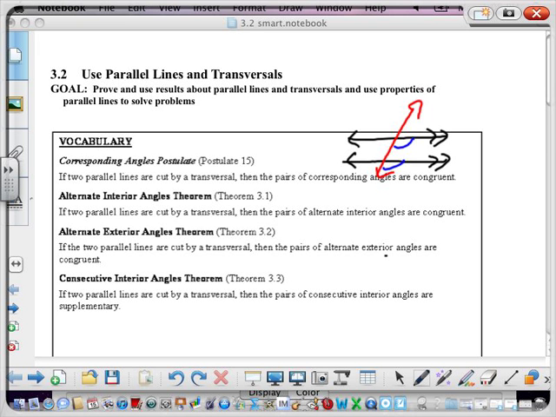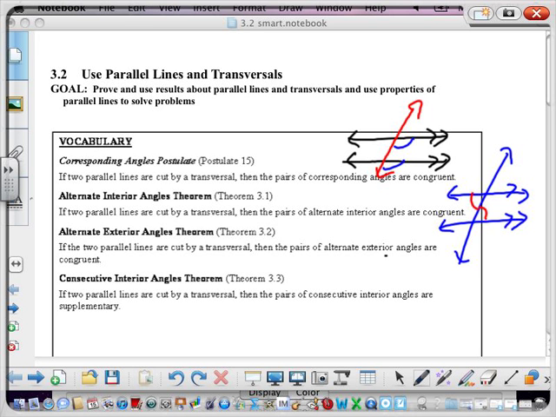Okay, next we've got alternate interior angles. So we've got two lines that are parallel, so I've got that double arrow thing again. My transversal. And alternate interior angles, this is just an example of one of them. Interior means in between. Alternate means kitty corner from. The other kitty corner from each other. Alternate interior angles. Okay. And that's a theorem, so we can prove that.